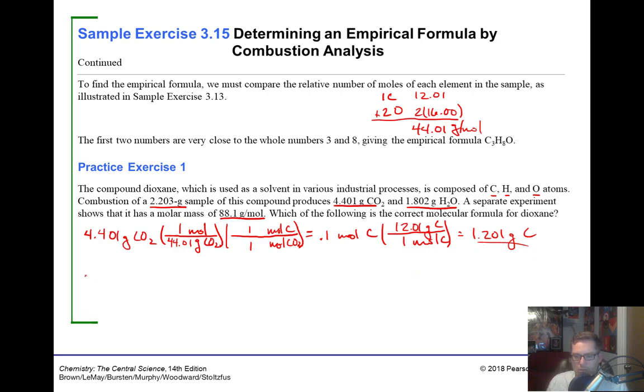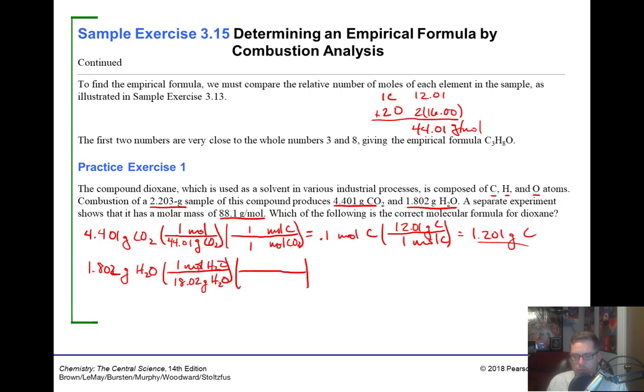All right, now with water, we have 1.802 grams of water. Okay, so we've got to do the same steps. We've got to convert it into moles of hydrogen first. So for every 1 mole of H2O, we have 18.02 grams of water. Okay. Now we have to think about this real quick.